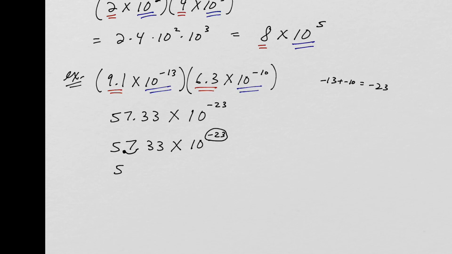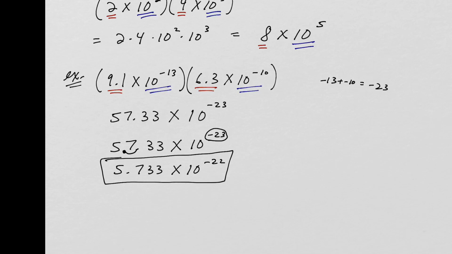So this is going to be 5.733 times 10 to the negative 23 plus 1. I moved it 1 to the left, so I have to add 1. It's negative 22. So this would be the final answer in scientific notation.